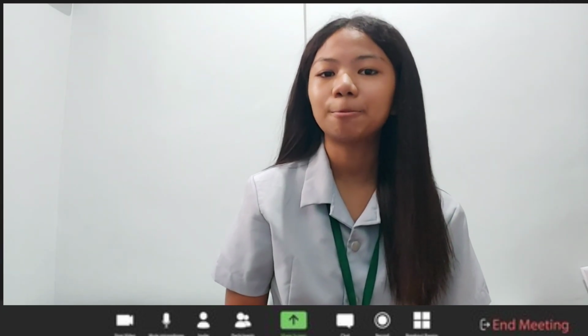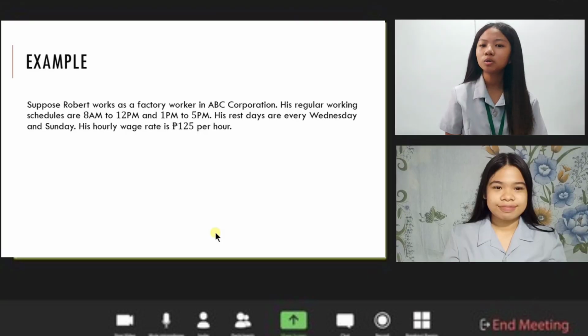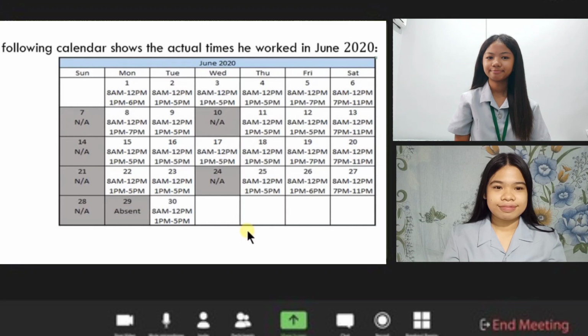So, here is the example situation. Suppose Robert works as a factory worker in ABC Corporation. His regular working schedule is 8 a.m. to 12 p.m. and 1 p.m. to 5 p.m. His rest days are every Wednesday and Sunday. His hourly rate is 125 pesos per hour. And then we actually have the calendar that shows the actual times he worked in June 2020.